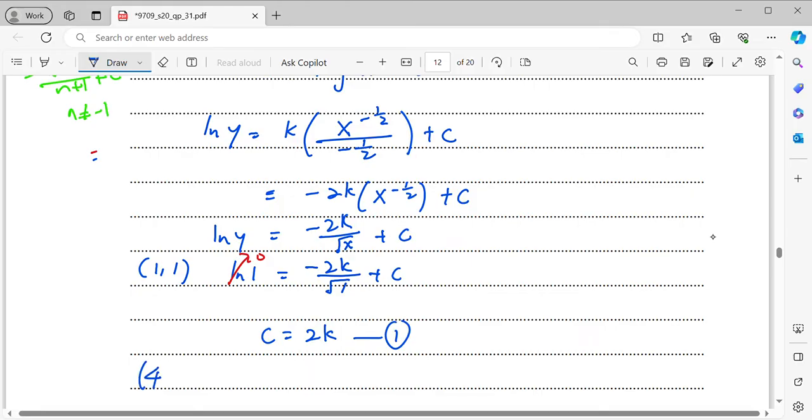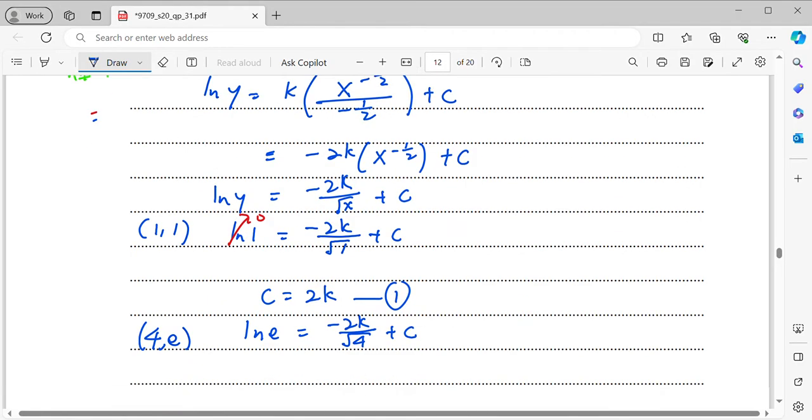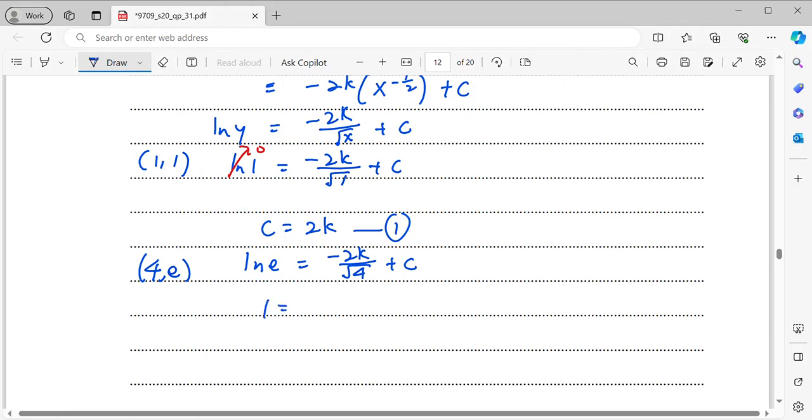The second point, (4, e): ln e equals negative 2k over square root 4 plus c. Ln e is 1, and square root 4 is 2, so negative 2 over 2 means you are getting minus k plus c. This is our second equation. Now I substitute the first equation into the second: 1 equals negative k plus 2k. That means k equals 1.